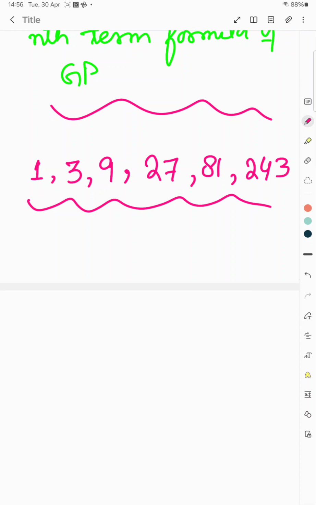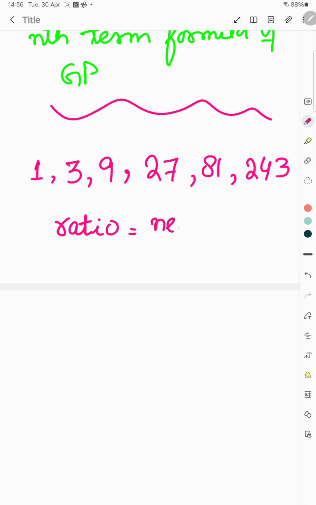For this, we will find the ratio between all these terms. If the ratio between all the terms is the same, then we will say that the given sequence is a geometric progression. Now how will we find the ratio? Ratio has its own formula. Ratio is equal to the next term divided by the previous term.